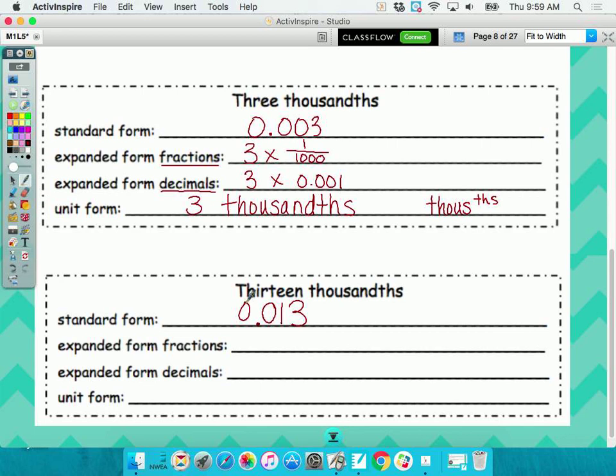Okay? Now let's talk about expanded form fractions. I have 2 minutes, so we're going to do a little bit more. Okay? Ureli, can you close the door for me, please?